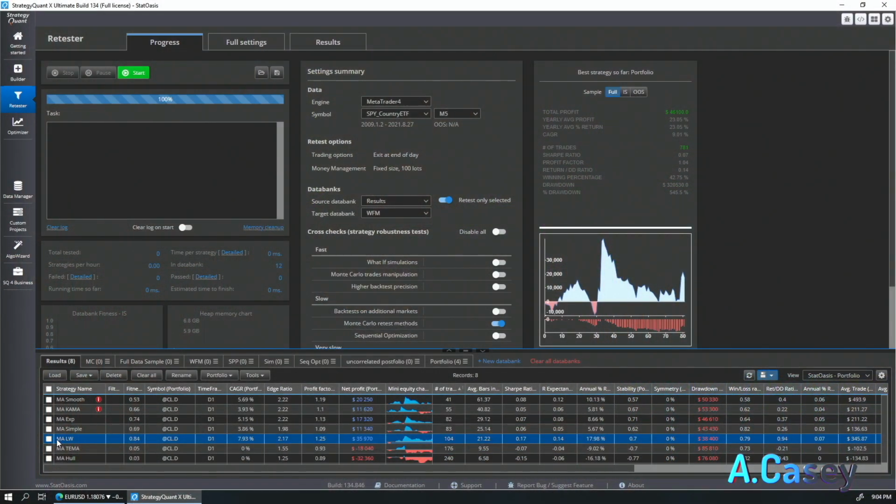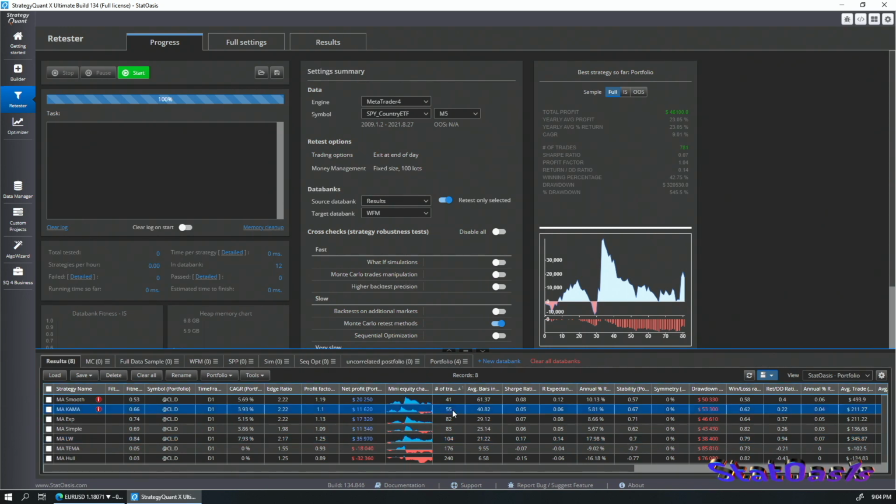So let's look at the linear weighted moving average. While the number of trades sits correctly between those sequentially and the average number of bars is also correct, we can see that the average trade is not sitting proportionally like the others. So we can see the two below are losing money, and then the average trade here is more than the three above. It's like an outlier.